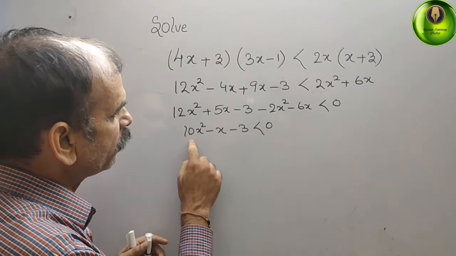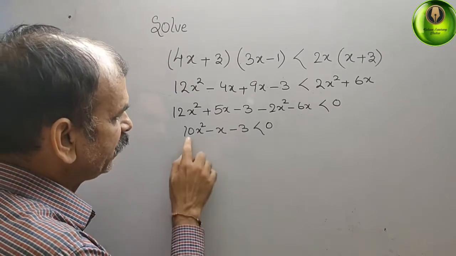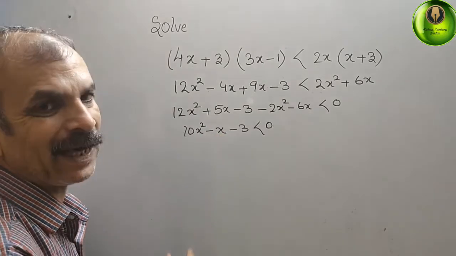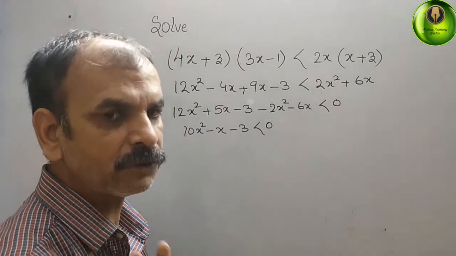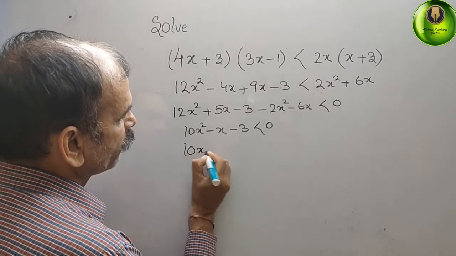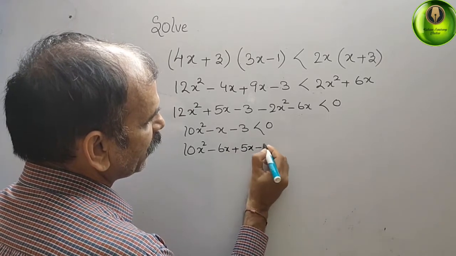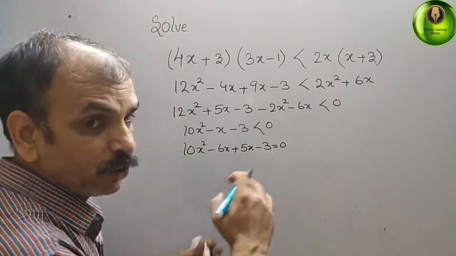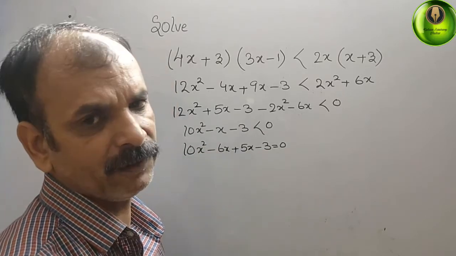So can we go for middle term splitting? You can see 10 into 3 is 30, and we should make x. So 30 means 5 into 6, and 6 minus 5 is 1. Yes, we can go for that. So here you will get 10x square minus 6x plus 5x minus 3, that is equal to 0. We have to take it equal to 0. After that, when we are writing the answer, at that time we will write everything.